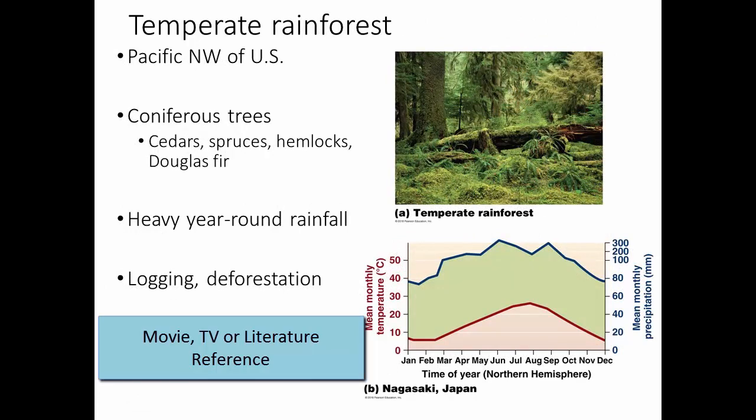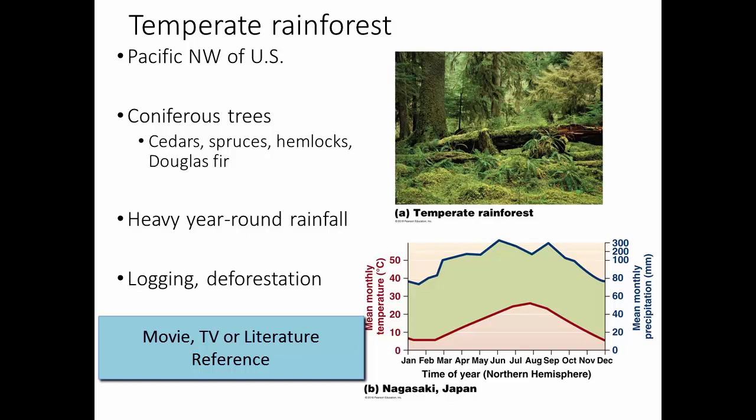Continuing west in the U.S. will bring us to the temperate rainforest. The coastal region of the Pacific Northwest of the U.S., think Seattle and Portland, receives heavy rainfall and is dominated by coniferous trees such as cedars, spruces, hemlocks, and Douglas fir. This biome is very wet and has mossy interiors.